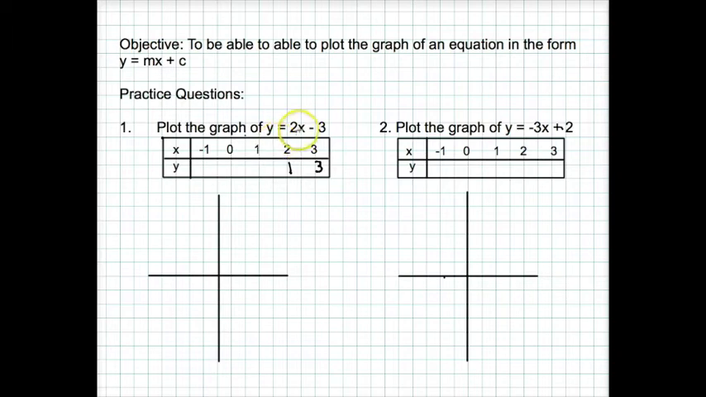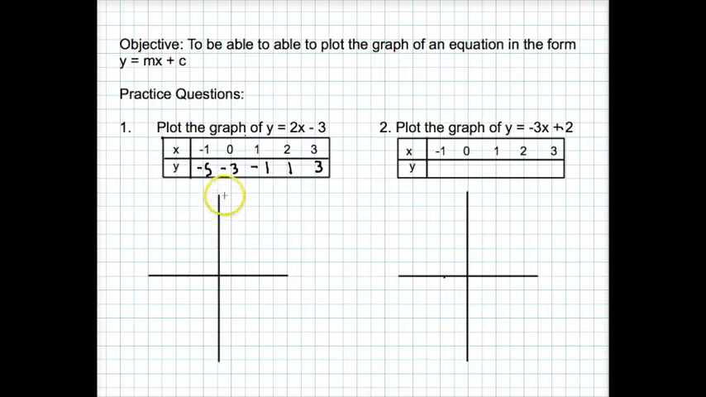Then if I put my x coordinate in as 1, 2 times 1 is 2, take away 3, I get -1 for my y coordinate. If I put 0 in, 2 times 0 is 0, take away 3, that gives me -3. And finally, put -1 in, 2 times -1 is -2, take away 3, that's going to give me -5. So now I can plot my coordinates.